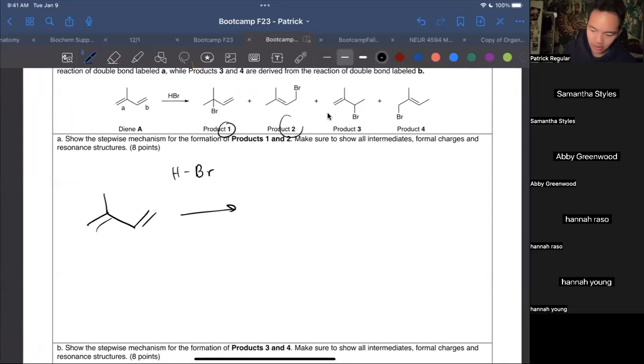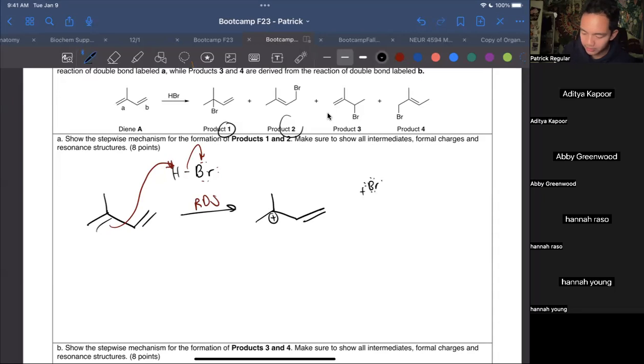HBr, rate determining step. We would get the carbocation forming here, plus Br minus. Resonance structure: what if we had that double bond form over there? Positive charge here. Resonance structure.